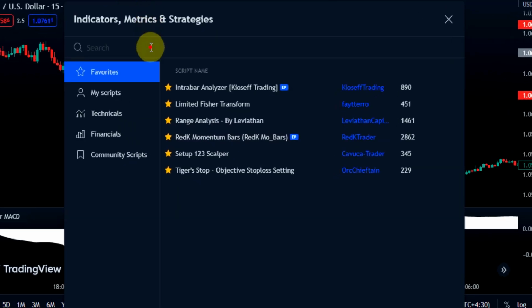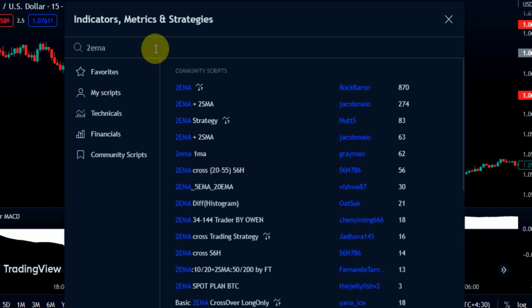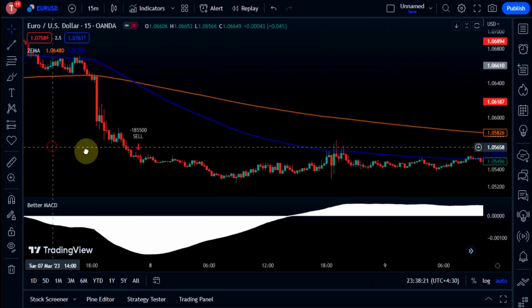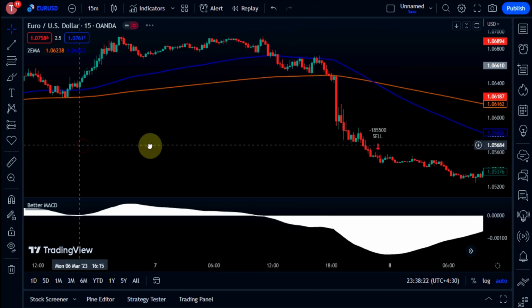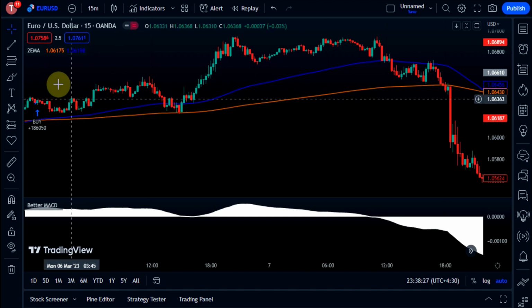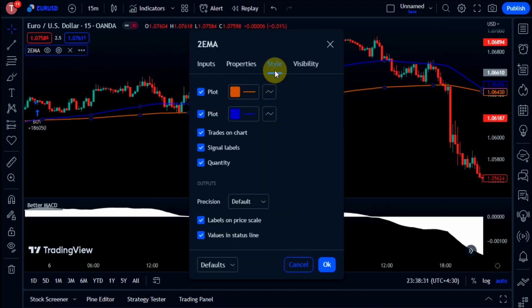The second indicator we need is 2EMA. Enter these settings and make these changes.